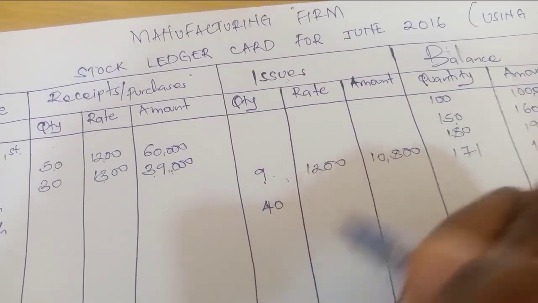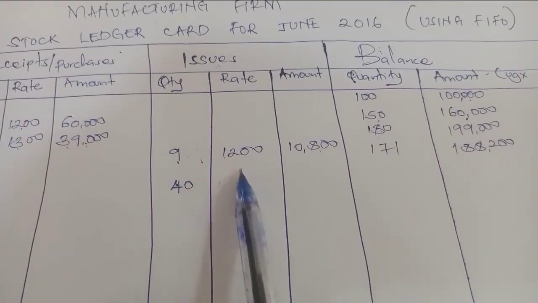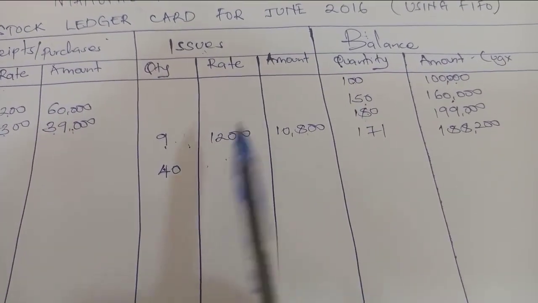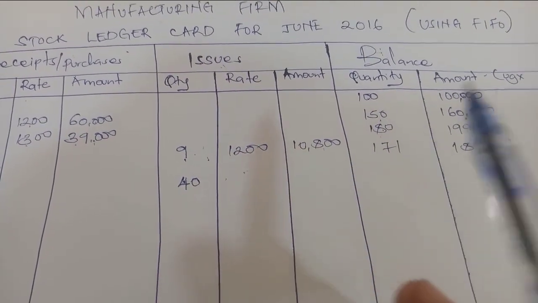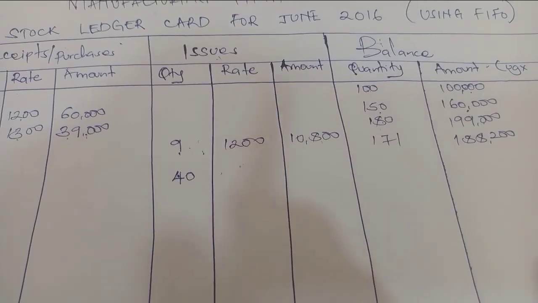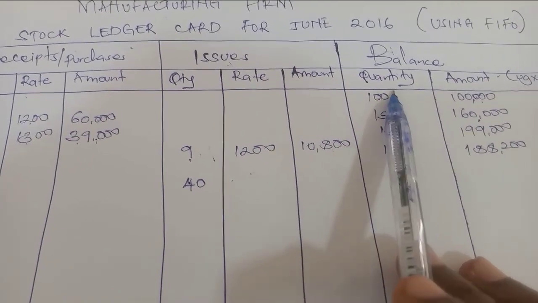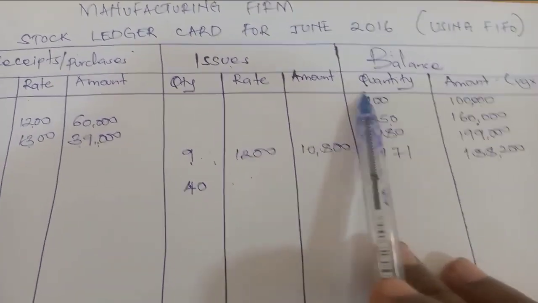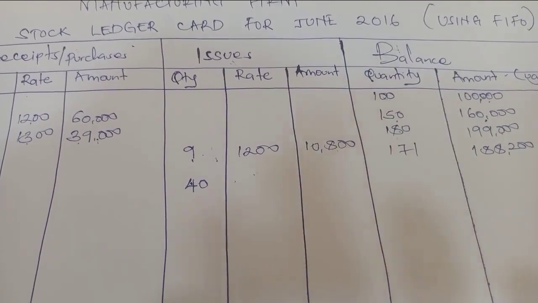So 40 units, what are we going to use as our rate? Since it is a first in, first out method, it means that what was in the store first will be issued out first. So we had this balance of 100 units. It was the first one in the store. So this balance of 100 will first be issued out, and when it's done, then these ones will be touched.